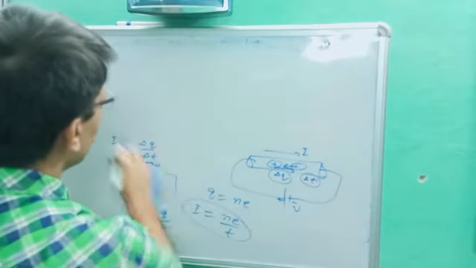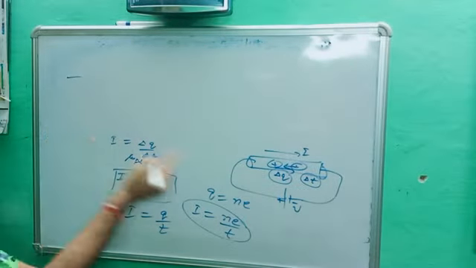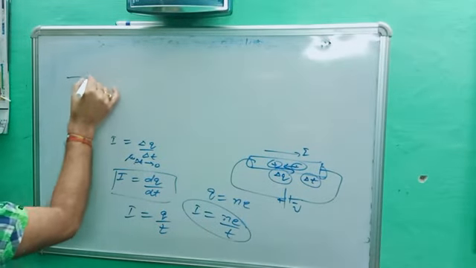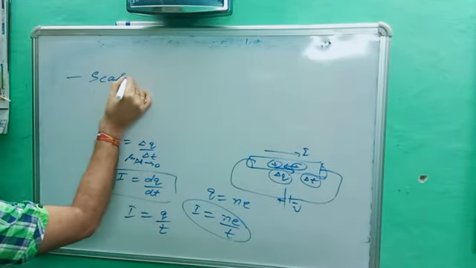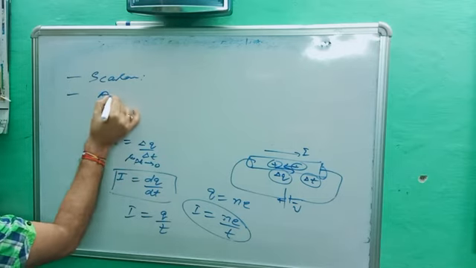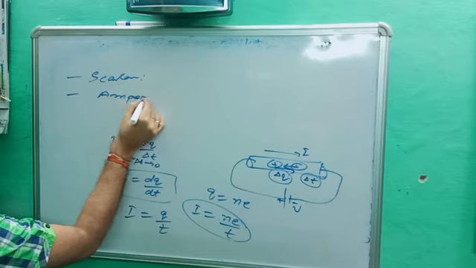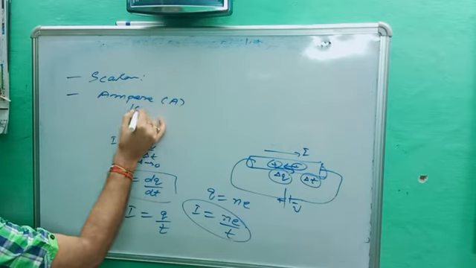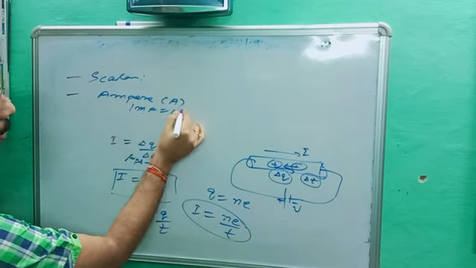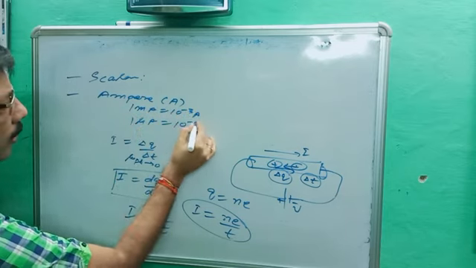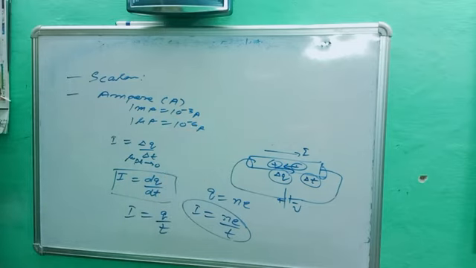Now some facts about electric current. It has a magnitude but no direction, so it is a scalar quantity. Note down the point. Its unit is ampere, represented by capital A. And you better know 1 milliampere is equal to 10 power minus 3 ampere and 1 microampere is equal to 10 power minus 6 ampere.